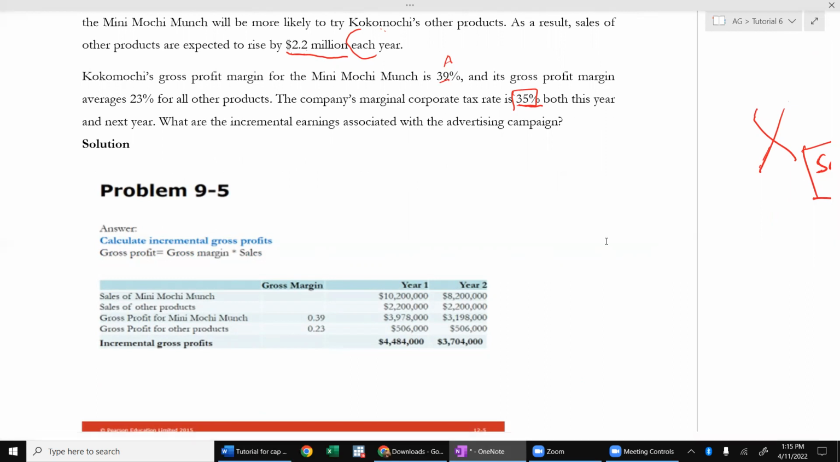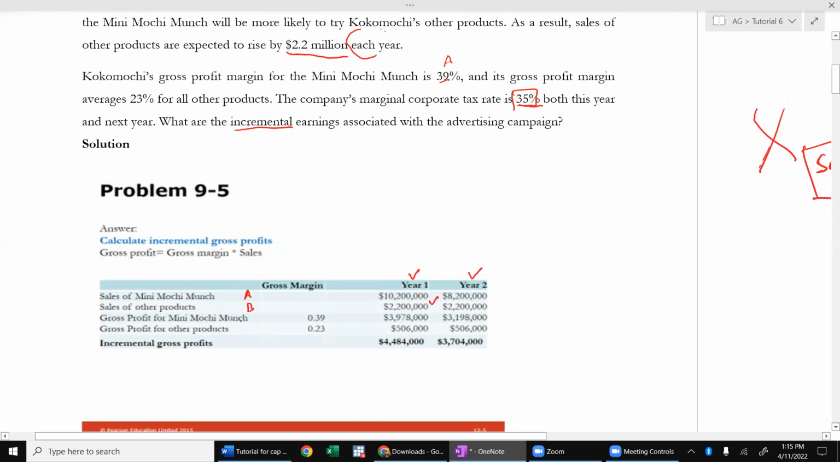Okay, so now the question is asking us to calculate the incremental earnings. Incremental earnings mean the difference of the earnings that you're getting. Okay, so I will explain. First of all, product A and product B. So this is the sale in year 1, sale in year 2. This is the sale in year 1 and 2 for B.